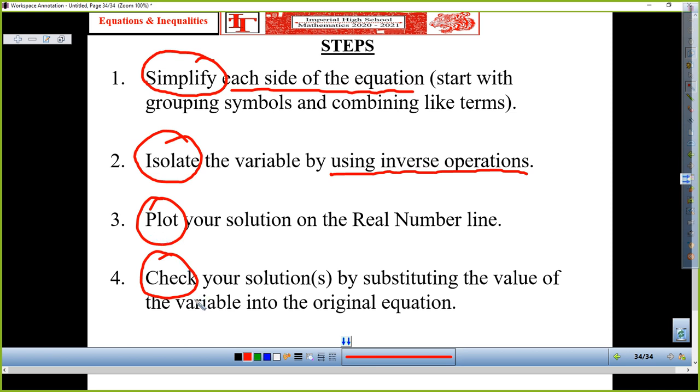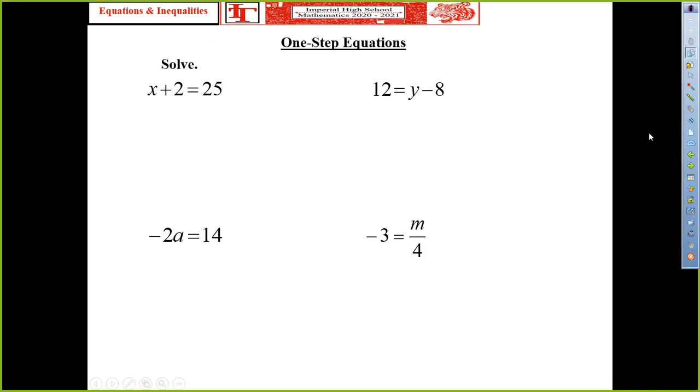Alright, writing utensils down, look up to the screen. I'm going to go over some simple examples just to refresh your memory, and hopefully this rings a bell. Here we go. It says one-step equations. I'm going to do some that are equations, some I'm going to change to inequalities, and hopefully you remember. Here we go.